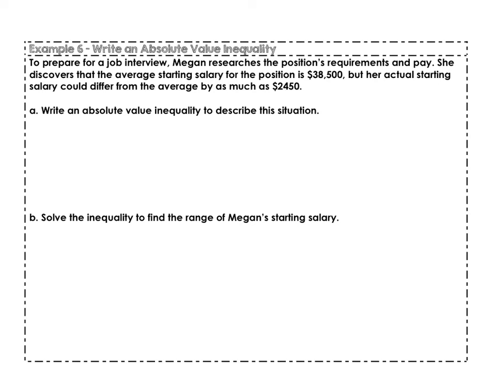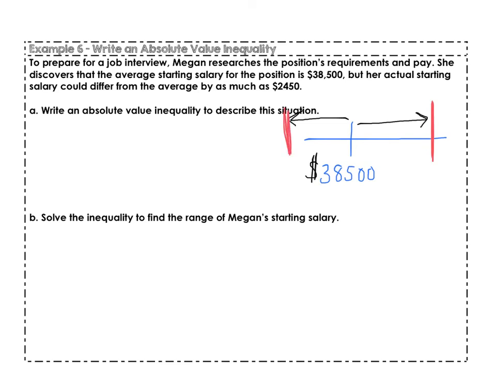Well, let's take a different approach. Maybe that'll help you understand what the textbook is saying. If we're saying that our middle value that we're starting at is $38,500 that she could make, but it could differ as much as about $2,450, that means I could be more than $2,450 or I could be less than $2,450. But no matter what, I am between these two values.